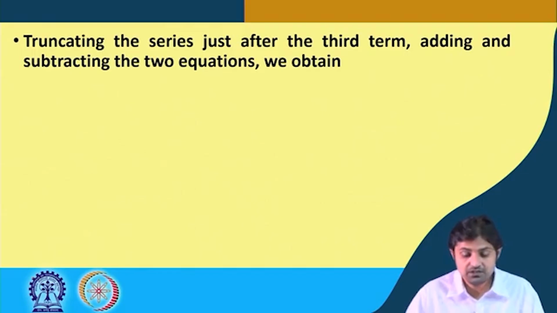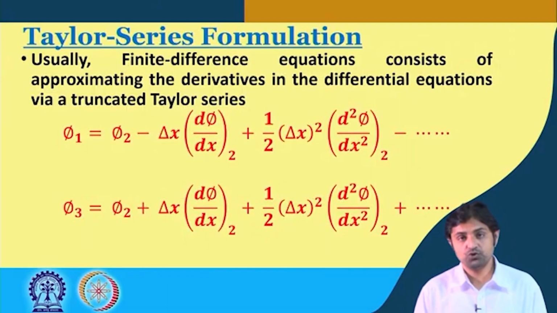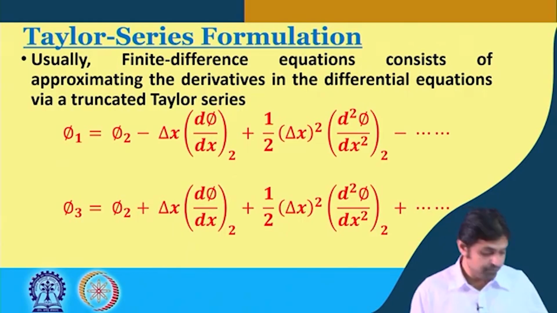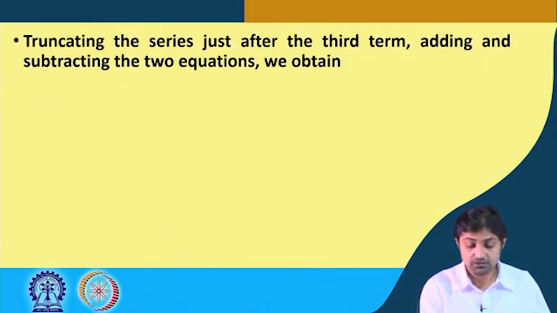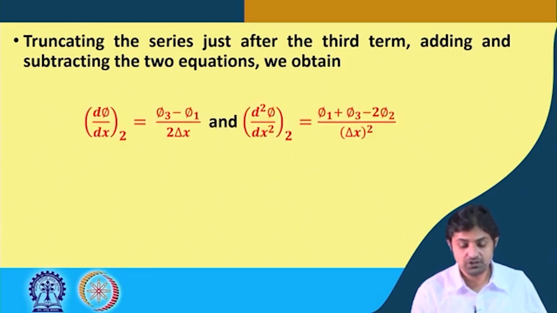Truncating the series just after the third term, and adding and subtracting the two equations. There were two equations, phi 1 and phi 3, both written in terms of phi 2. If we stop the series after the third term and we add and subtract the two equations, then we obtain del phi by del x at point 2 as phi 3 minus phi 1 by 2 delta x, and also del square phi by del x square can be written as phi 1 plus phi 3 minus 2 phi 2 by delta x square.